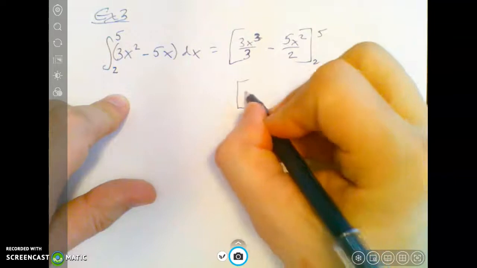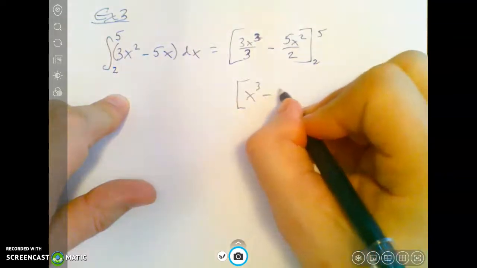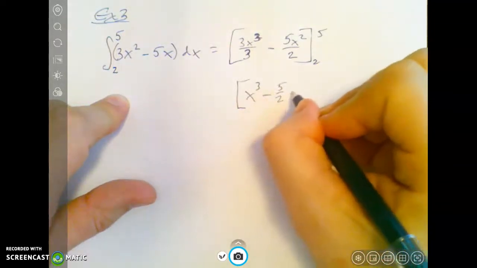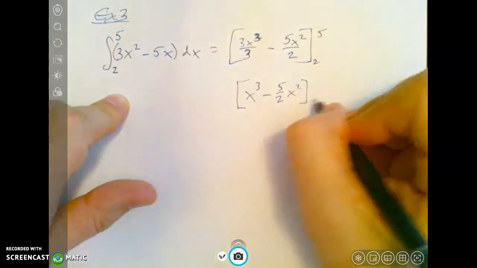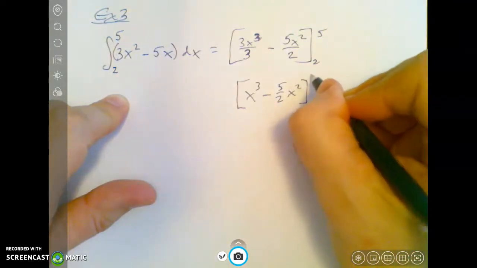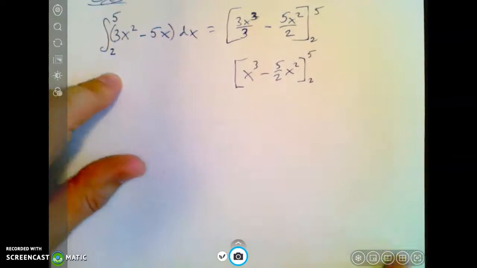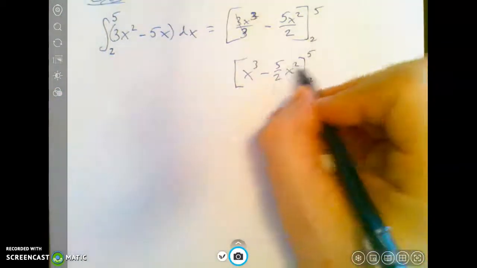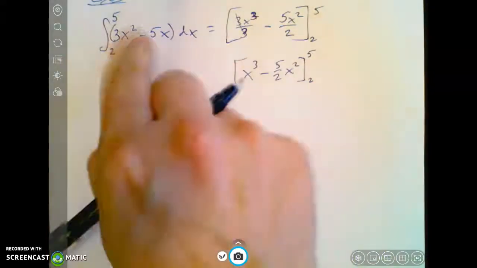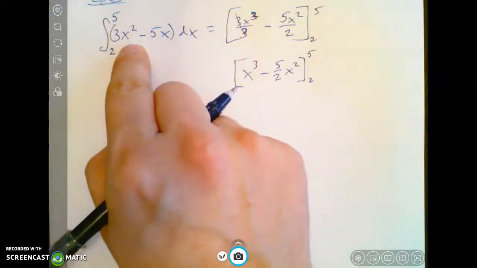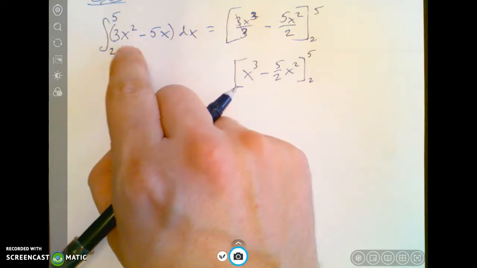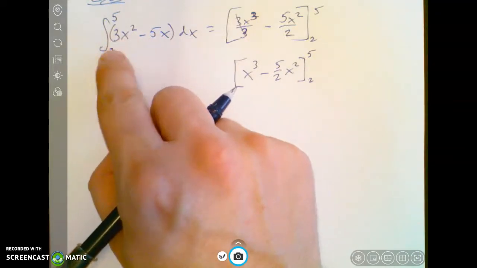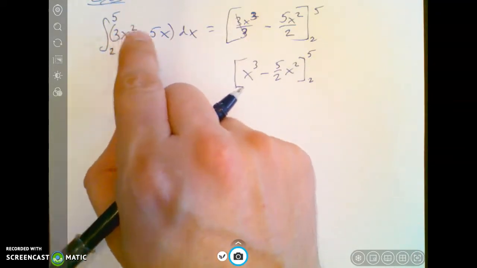But before I start plugging in things, I'm going to clean this up a little. I just like looking at it like this. Okay. So 3 over 3 canceled, and 5 over 2, I like to write it in front. So now if I want to find the value or the area under this curve, crazy looking curve, you should never have been able to find the area of this weird shape before. It's not a triangle, it's not a hexagon.